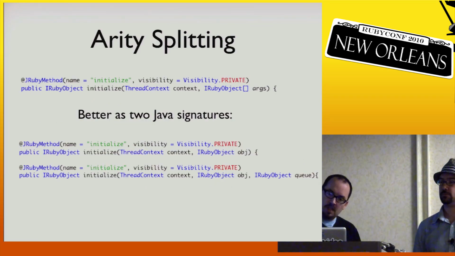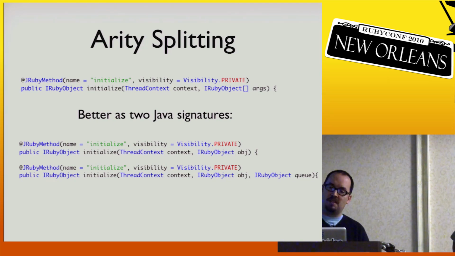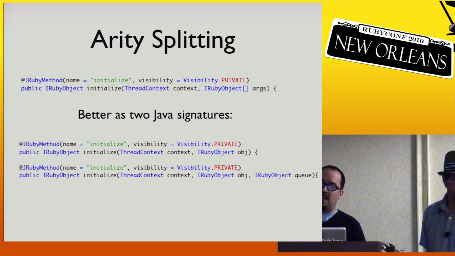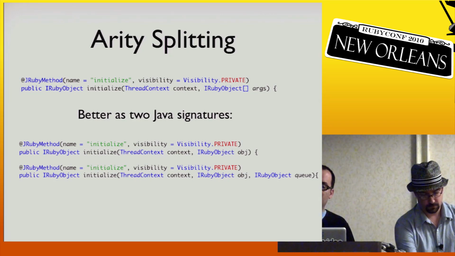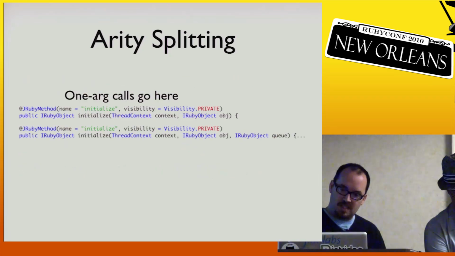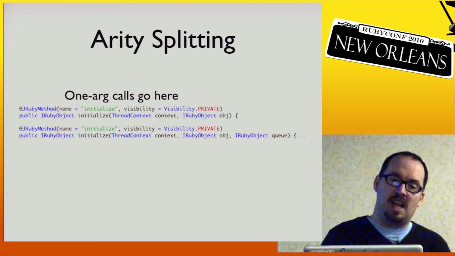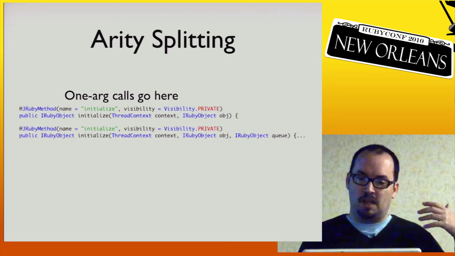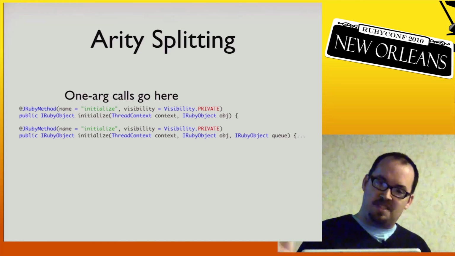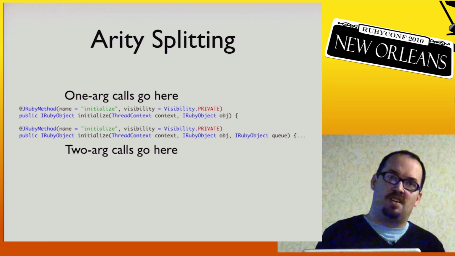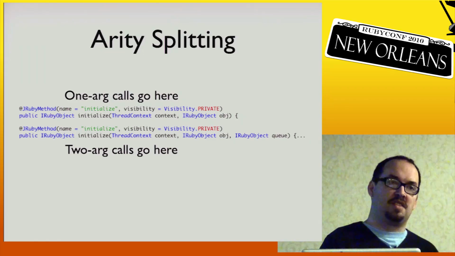If you check out the weakling source code, you'll see that we didn't actually use a primitive array of arguments. We have it split out as two separate Java signatures. This is quite convenient. By virtue of having two different initialize methods in Java, if you call weakref.new with one argument, obviously it calls the first one. If you call it with two, it calls the second one. But what's even better is if you call it with zero or four, it just throws the appropriate error.